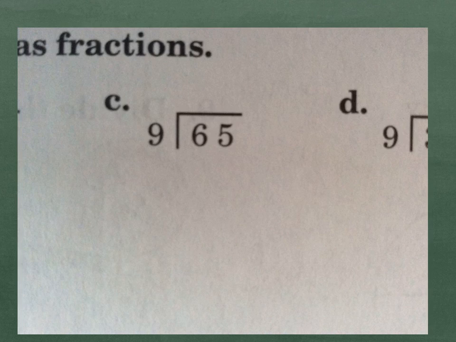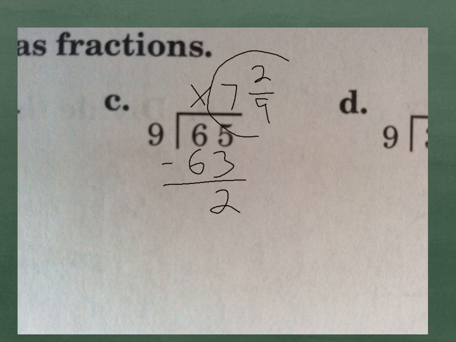C. 9 does not go into 6, but it does go into 65. 9 times 7 is 63. Subtract, you get 2. So the 2 goes on top, and the 9 goes on the bottom. And you get 7 and 2/9.